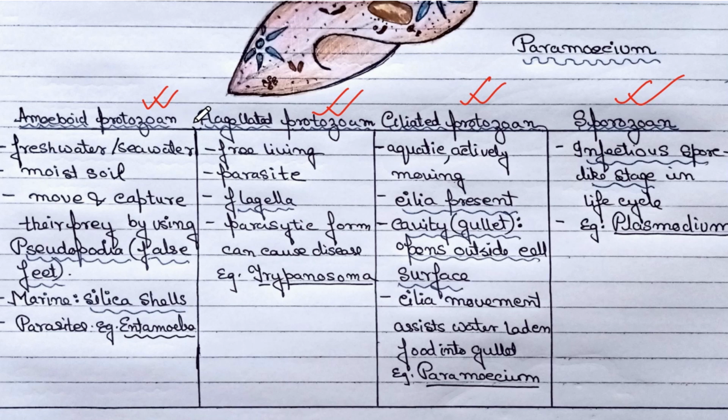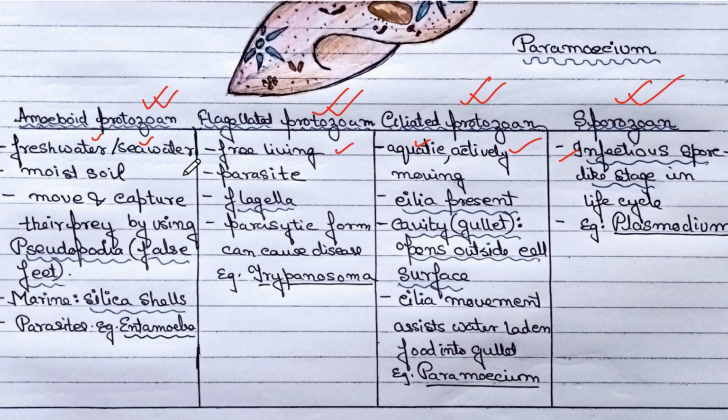Okay, so now let us learn about the characteristics. Amoeboid protozoa are freshwater, seawater living. Okay, flagellated is free living. Ciliated protozoa are present in aquatic condition and they are actively moving. Okay, and sporozoa is a very special type of protozoa which has an infectious spore-like stage in its life cycle. Okay, so we will come to it later.